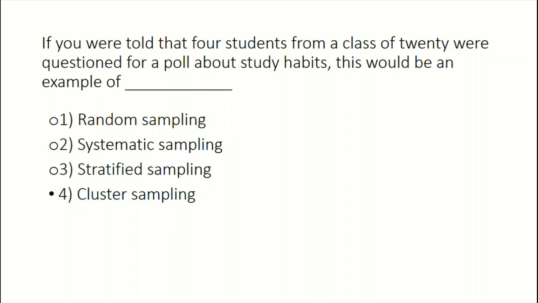In cluster sampling, the population is divided into clusters. A cluster, or clusters, is randomly selected for observation or questioning. The correct answer to this question would be cluster sampling. A cluster of 4 is selected, and all members of that cluster were questioned.